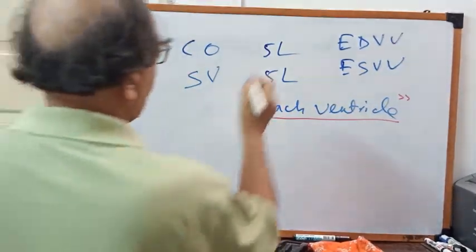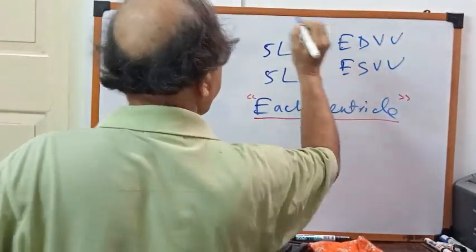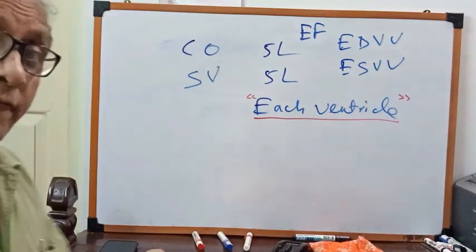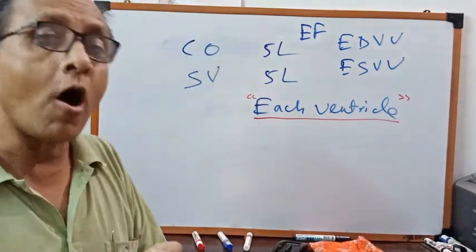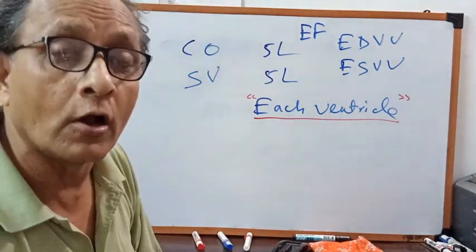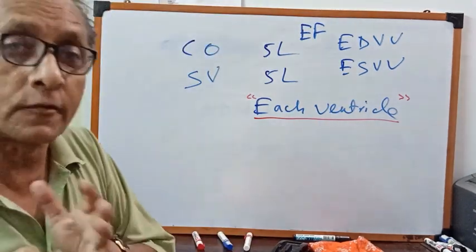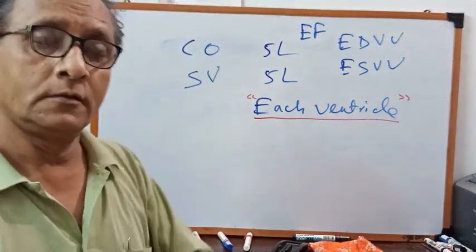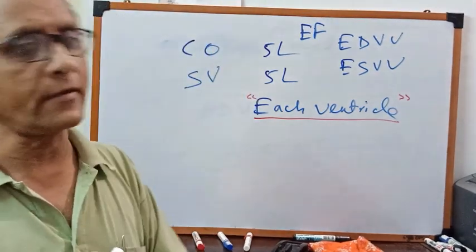And finally, what is ejection fraction or EF? Ejection fraction is the fraction of the end diastolic ventricular volume which is ejected as stroke volume, when expressed as a percentage.